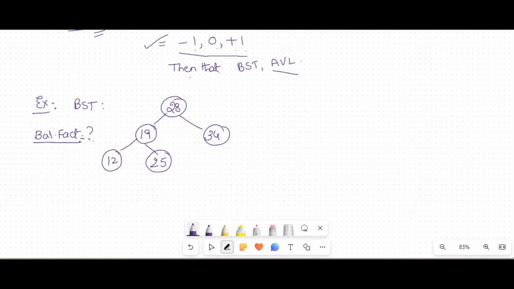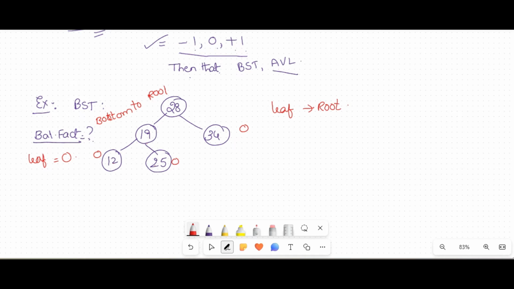So how to calculate it? The difference between the heights of the left subtree and the right subtree. I am telling you a simple manner, an easy trick. If it is a leaf node, consider that the balance factor is 0. And remember, these balance factors we have to calculate from the leaf nodes up to the root node.